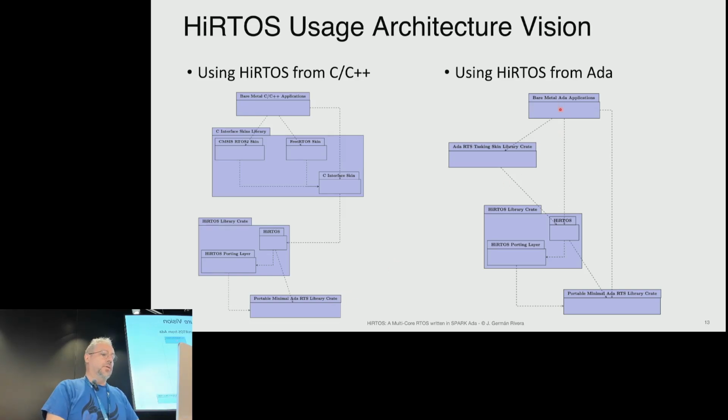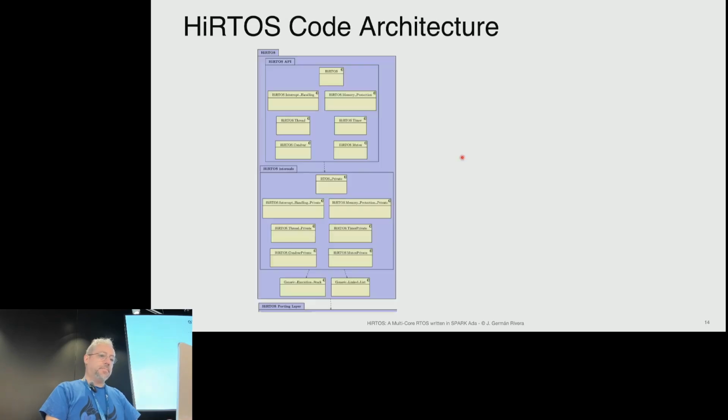Currently, you have the interface to call into HiRTOS, but ideally we should have another skin of FreeRTOS that presents itself as the Ada tasking runtime, so that Ada applications that use the tasking primitives of Ada could run unchanged, but that has not been implemented yet. So that is the last part of the architecture vision that I have for that.